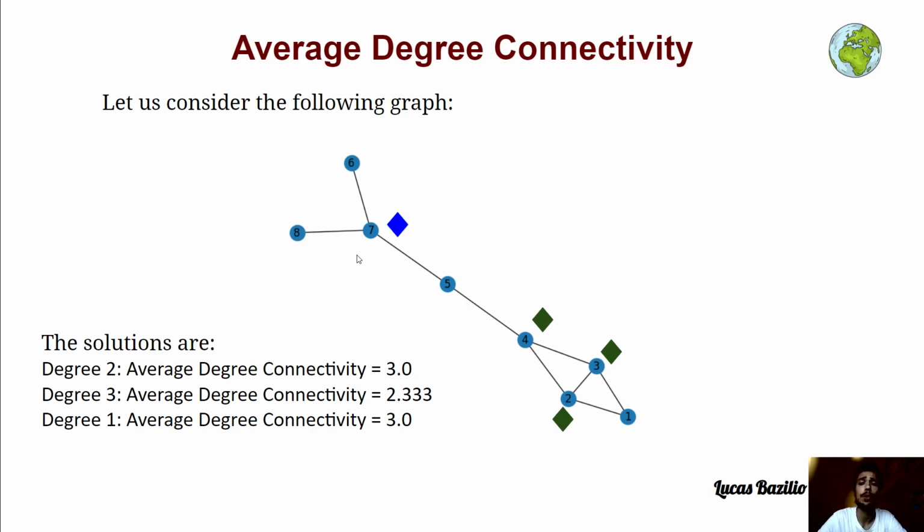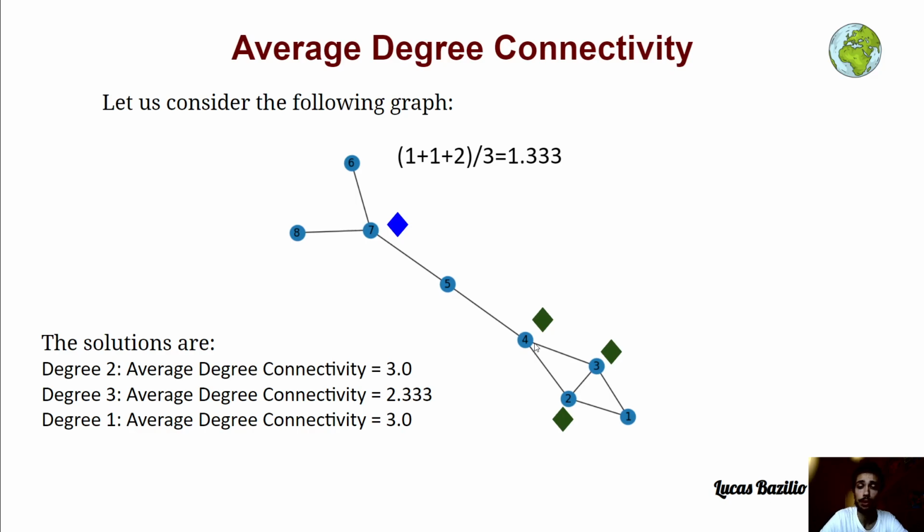For 7, we need to compute the degrees of the neighbors of 7. So the degree of 6 is 1, and the degree of 8 is also 1. And finally, the last neighbor of 7 is 5, and the degree of 5 is 2. So if this is the sum of all of the degrees of the neighbors, how many neighbors do we have? We have 3 neighbors: 6, 8, and 5. So we need to divide this value by 3. If we compute this, it gives us 4 divided by 3, which is 1.33 repeating. So this is the average degree connectivity for this node 7.